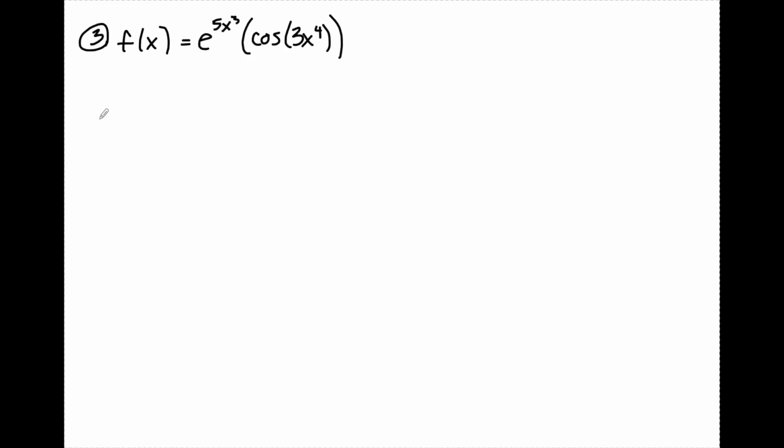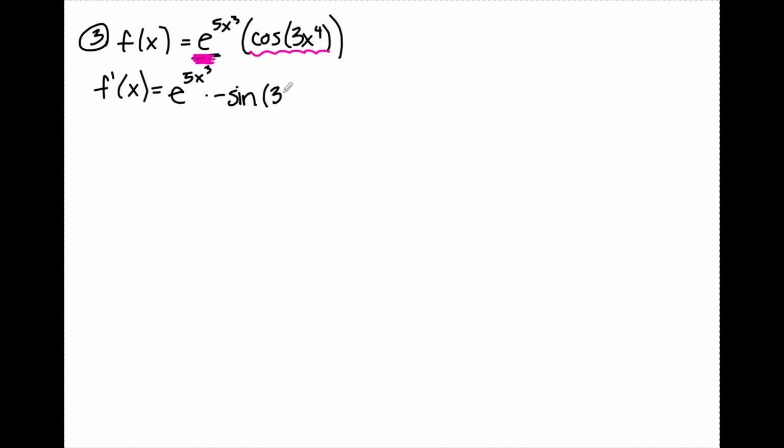Number 3, we'll do one last e to the u example. I see that I have e to the 5x cubed times cosine of 3x to the 4th. So I'm going to use the product rule here, where my first is e to the 5x cubed and my second is cosine of 3x to the fourth. I'm using the product rule, so I have first, e to the 5x cubed, times the derivative of the second. When I take the derivative of cosine of 3x to the fourth, I need to use a chain rule. The derivative of cosine is negative sine. That's the derivative of the outside.